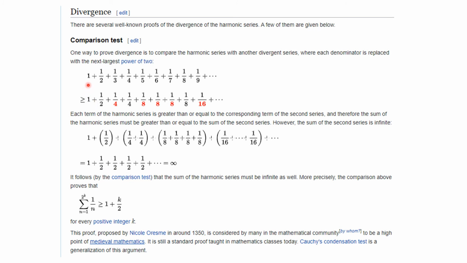So this thing is bigger than that, and that means this is 1/2, and I can do that as many times as I want. So this finite sum here is greater than 1 plus k times a half for any k I want. That means it diverges. And this was developed by, I think he was a French monk in 1350, and it was a highlight of medieval mathematics.